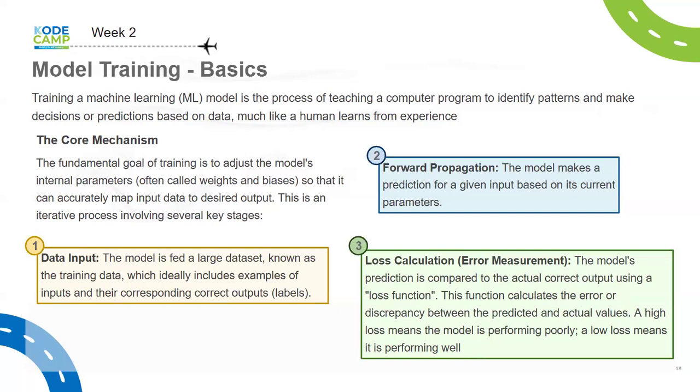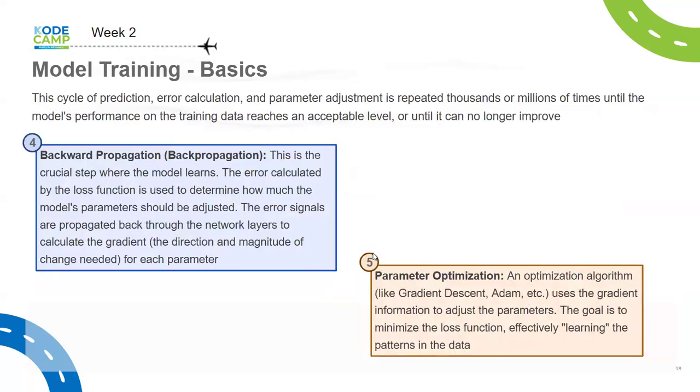It's far away from what you want it to do. If the value of the loss is low, it means the model is performing well. Then after you have calculated the loss, you now do what we call a backward propagation. So backward propagation is where the model is learning. That's actually where the model learns.